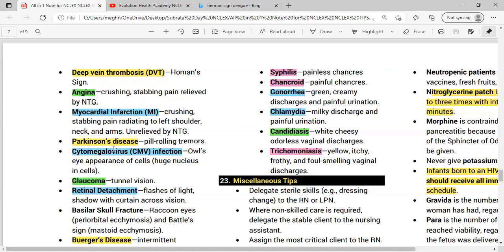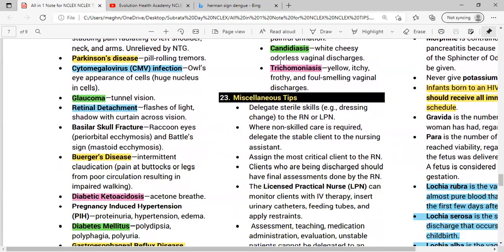Cytomegalovirus, shortly called CMV, is more common if anybody is immunocompromised, after organ transplant or HIV positive. We see an owl-eye appearance of the cell, with a huge nucleus. In glaucoma, we find tunnel vision, with increased intraocular pressure in the eye. In retinal detachment, we find flashes of light and a shadow like a curtain across the vision, a characteristic feature of retinal detachment.